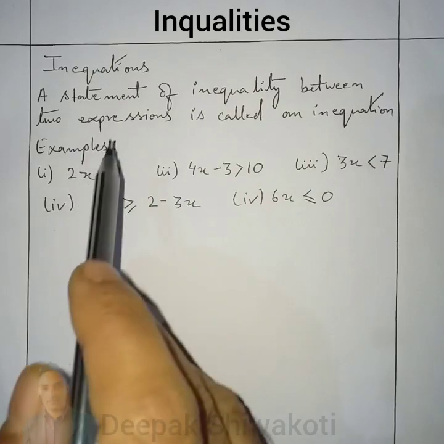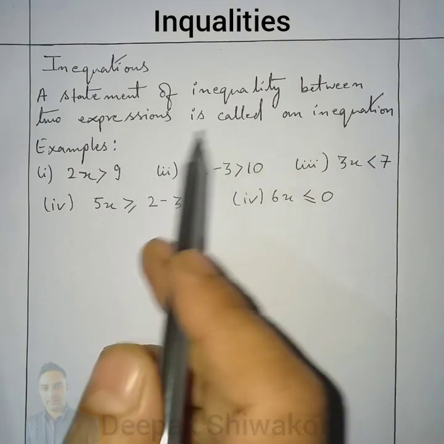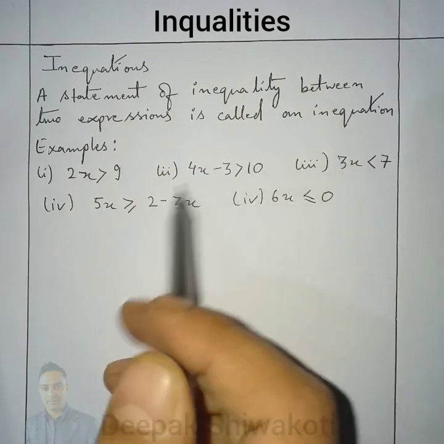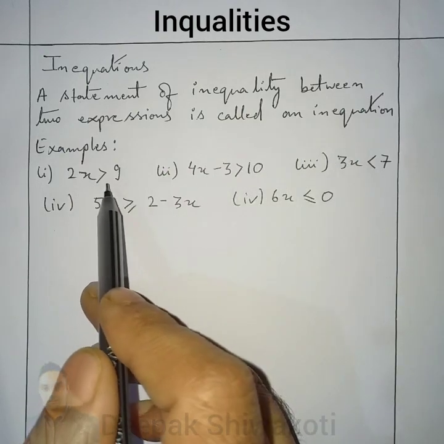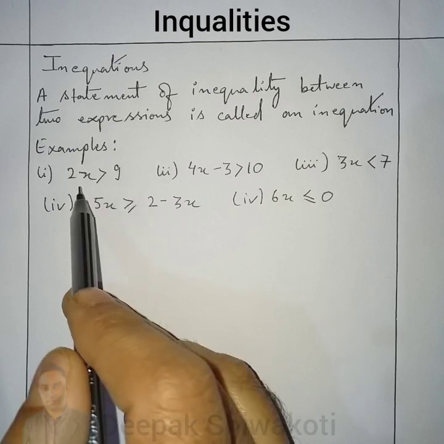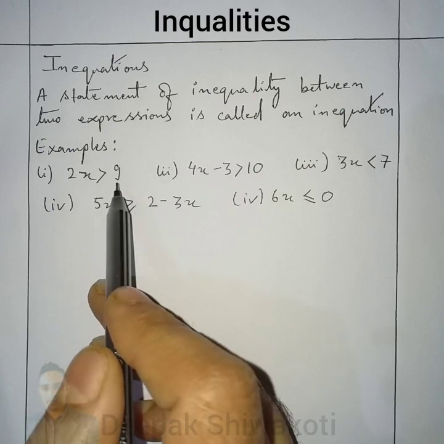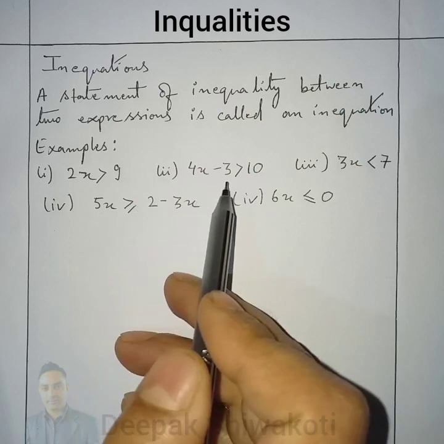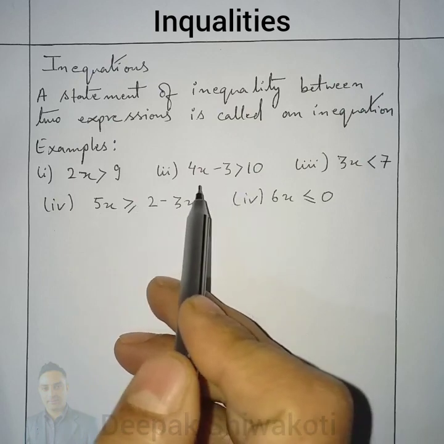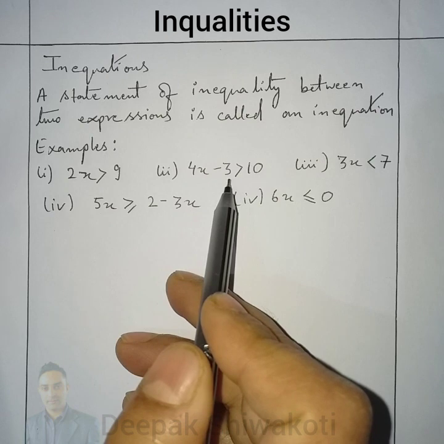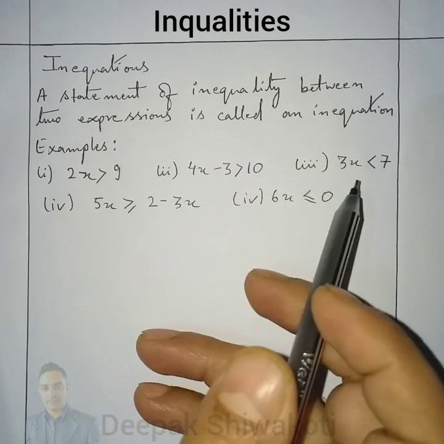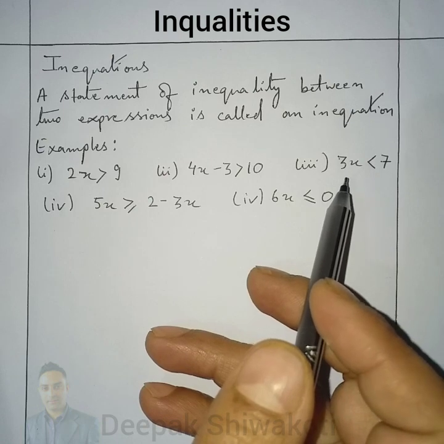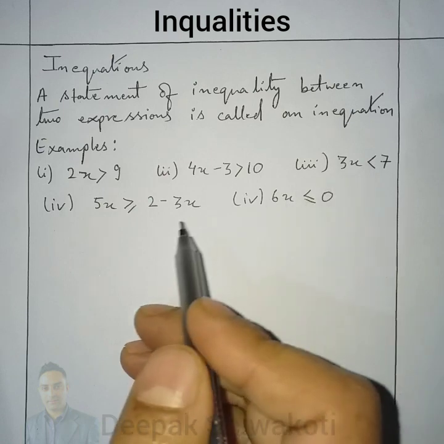Inequations: a statement of inequality between two expressions is called an inequation. Example, 2x greater than 9. Here the two expressions are 2x and 9, and they are being compared. 4x minus 3 greater than 10: the two expressions are 4x minus 3 and 10. 3x is less than 7: the two expressions are 3x and 7.